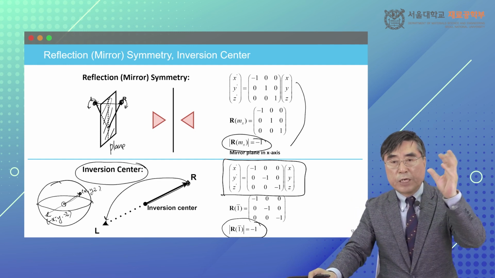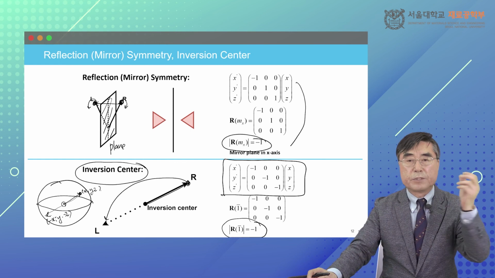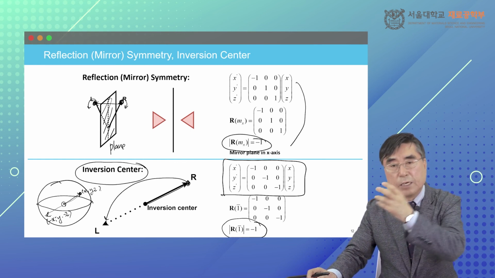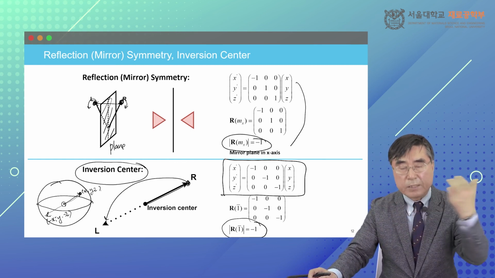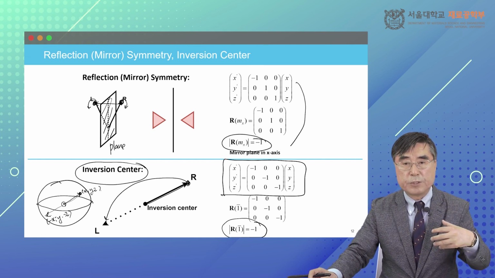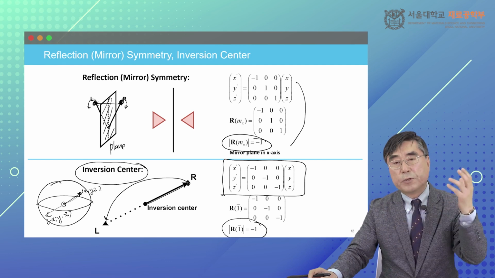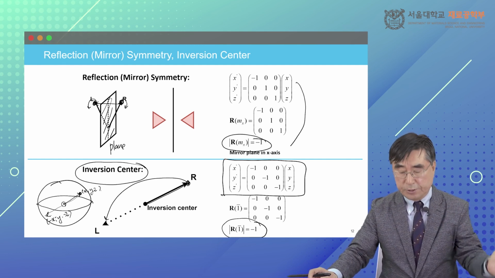For rotational elements, right-hand is right-hand. These are congruent operations. Congruent means the same, right-hand to right-hand. But mirror plane operation and inversion center operation make a right-hand to left-hand operation. So this is what you call incongruent operations of symmetry.